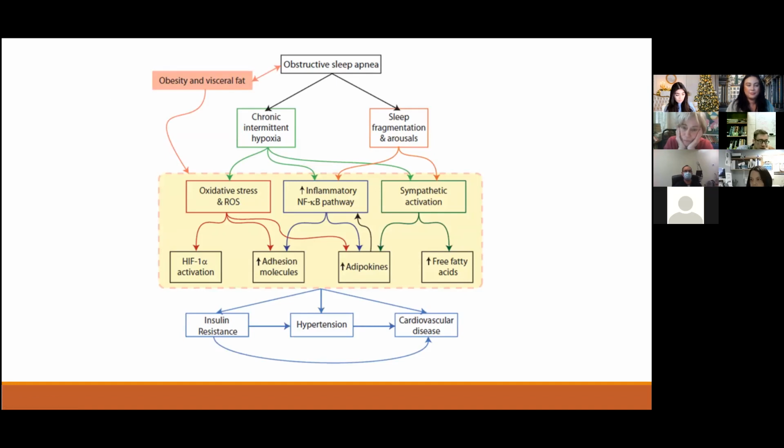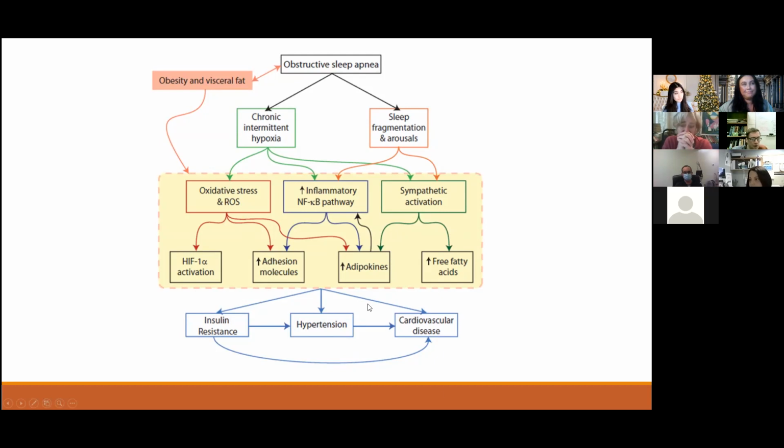Obstructive sleep apnea is important. The epidemiologic data has really borne out that it has a lot of health consequences. Some of it's driven by sleep fragmentation and arousals that happen throughout the night, leading to increases in these inflammatory mediators. And one thing we really see in sleep apnea is that their sympathetic tone is very high.